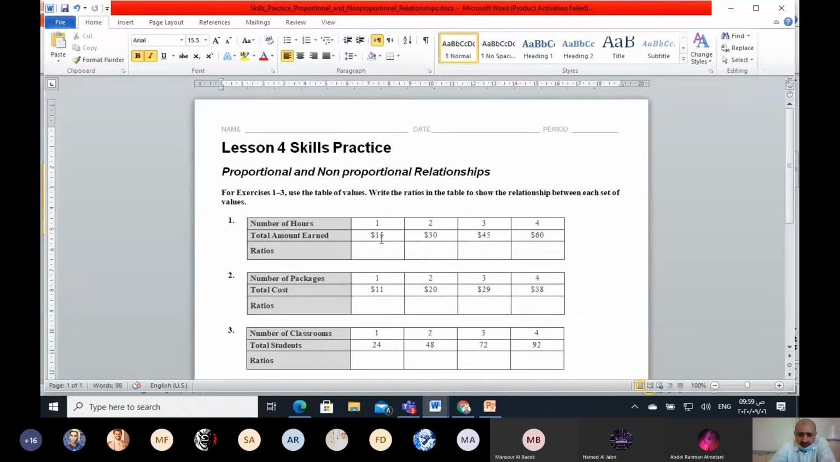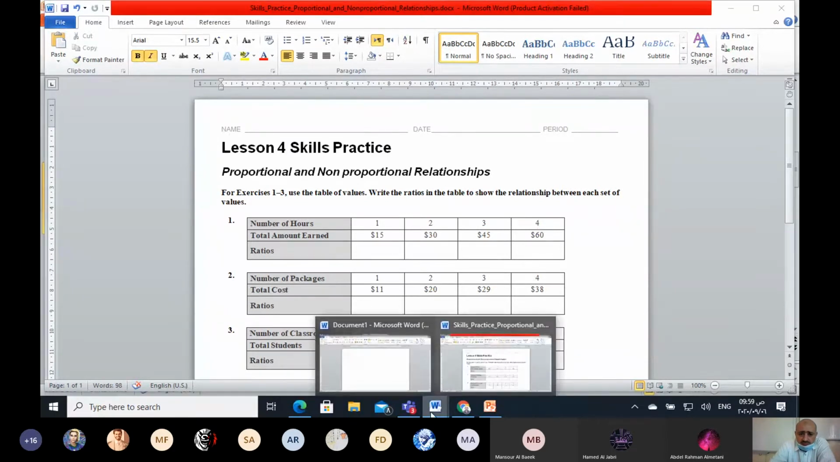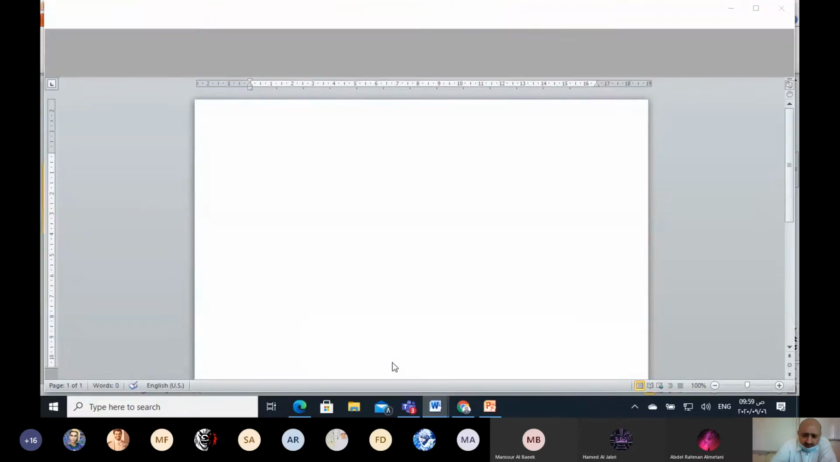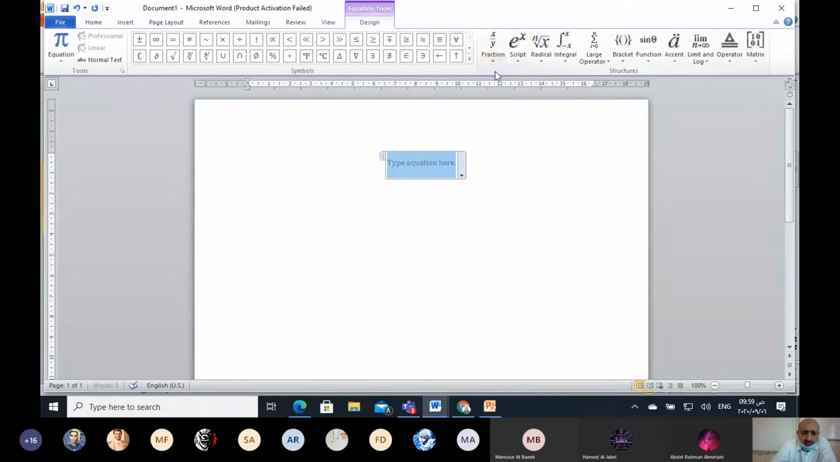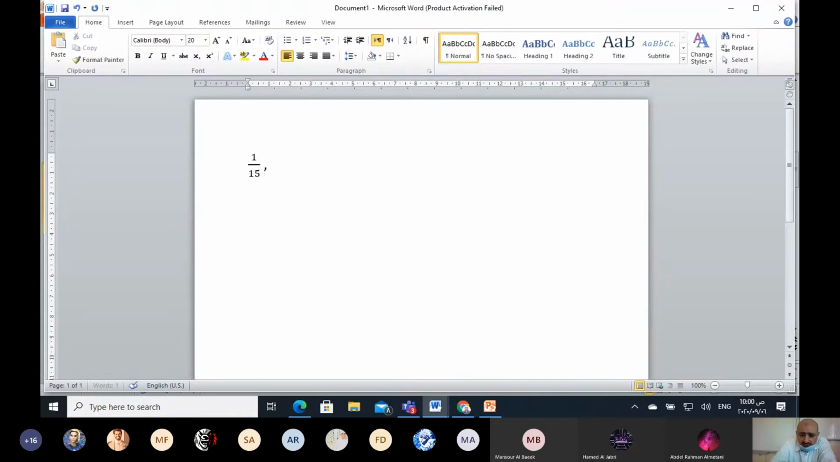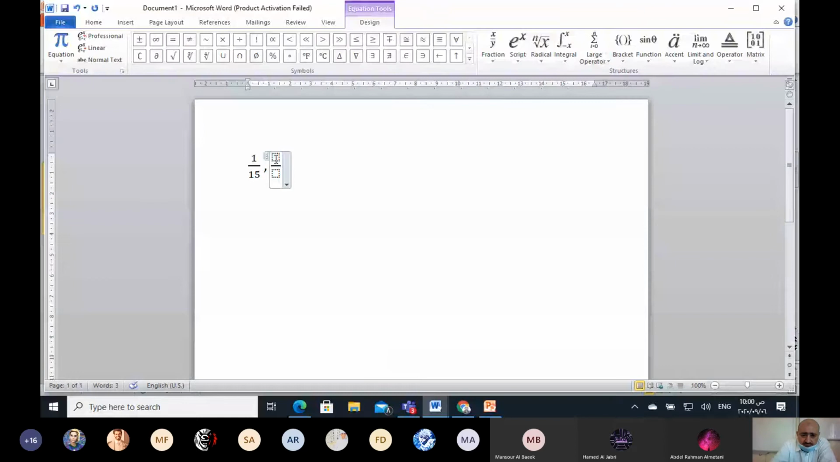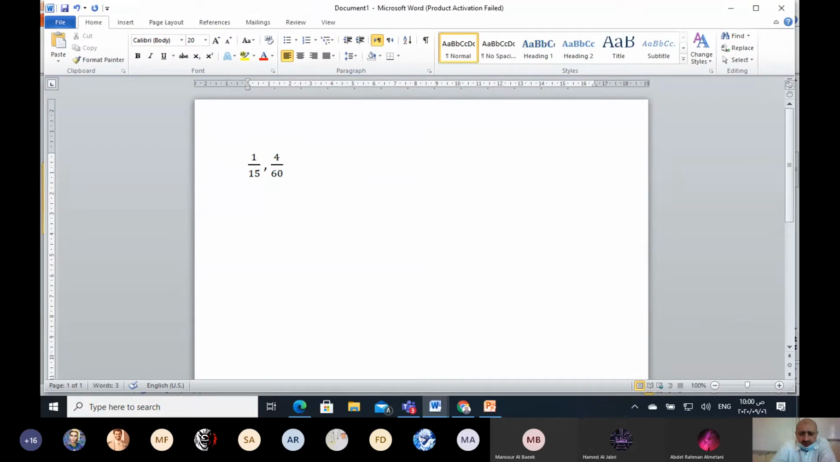So we have 1 over 15, and the second one, the last one, 4 over 60. We want to identify, is it proportional or not proportional?